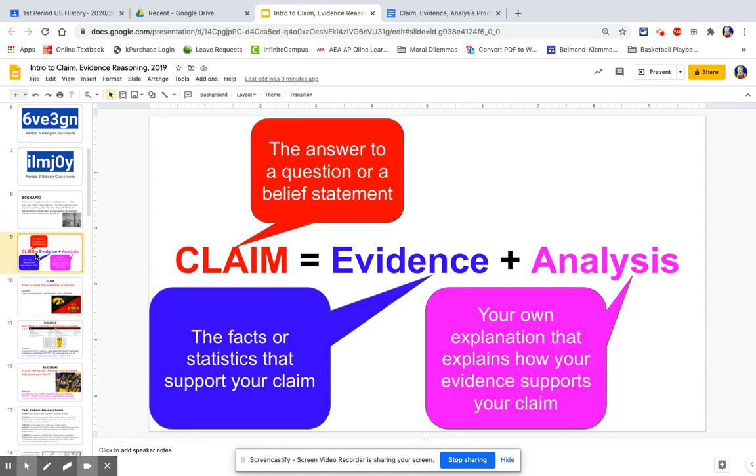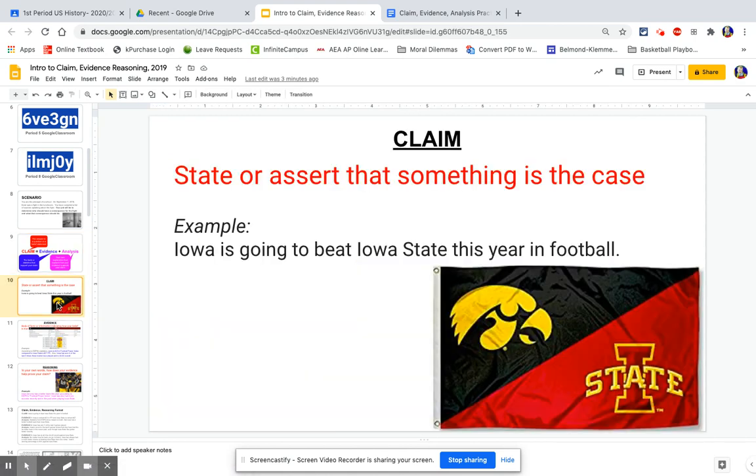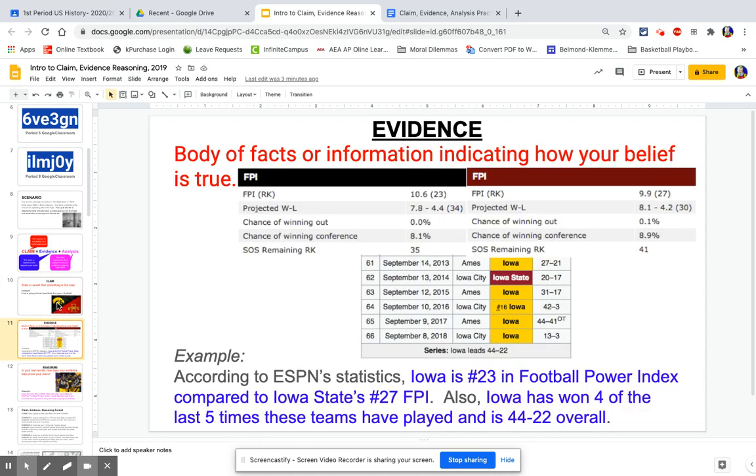I've made a claim, but my claim isn't very strong right now because it's just a claim. I'm just saying what I think is true. I don't have any evidence or analysis, which I need in order to make a really strong claim. So if I'm going to say Iowa is going to beat Iowa State this year in football, now I need to actually back that up with some sort of evidence and analysis. So let's say I got onto ESPN and I'm looking for evidence. And evidence is just bodies of facts or information indicating how your belief is true.